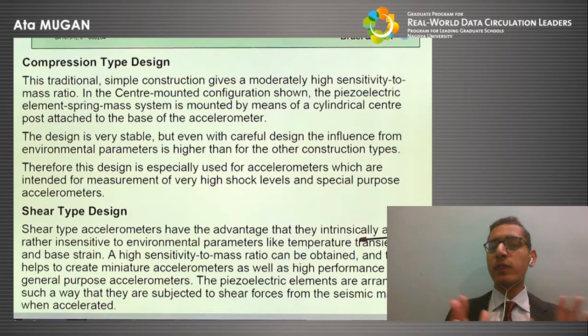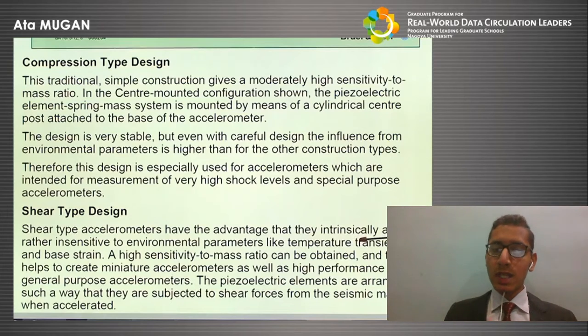The design is very stable, but even with careful design, the influence from environmental parameters is higher than for the other construction types. Therefore, this design is especially used for accelerometers which are intended for measurement of very high shock levels and special purpose accelerometers.